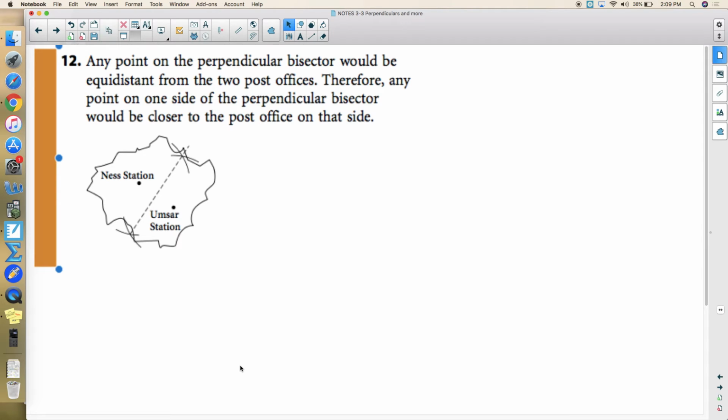And finally on number 12, where to put the post offices on this island. So they had 2 stations, and they were trying to figure out where you'd be equidistant. So therefore, if you're equidistant, you could go to either post office. But any point on the perpendicular bisector between those two would be those equidistant points. Anywhere on that perpendicular bisector, I'd be equidistant from both post offices. Anywhere on this side, I'd be closer to the one on that side, meaning that endpoint. And anywhere on this side of the perpendicular bisector, I'd be closer to the one at West Station.